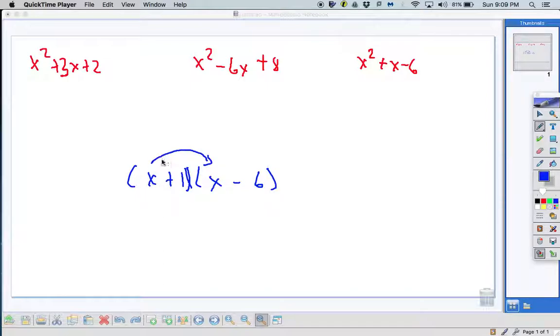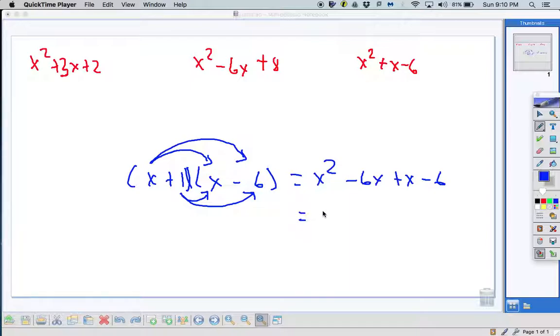So the x goes with the x, but it also goes with the negative 6. Don't forget this negative goes with the 6. Then we go back and do the same thing with the 1. And those arrows are showing you where to multiply. So we got x times x is x squared. X times negative 6 is negative 6x. 1 times x is simply x. And 1 times negative 6 is negative 6.